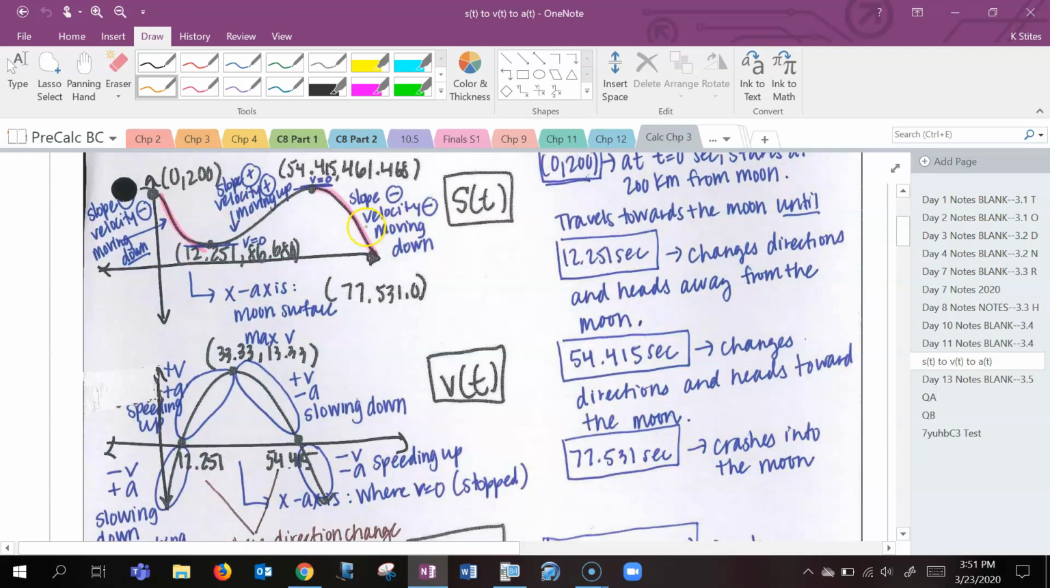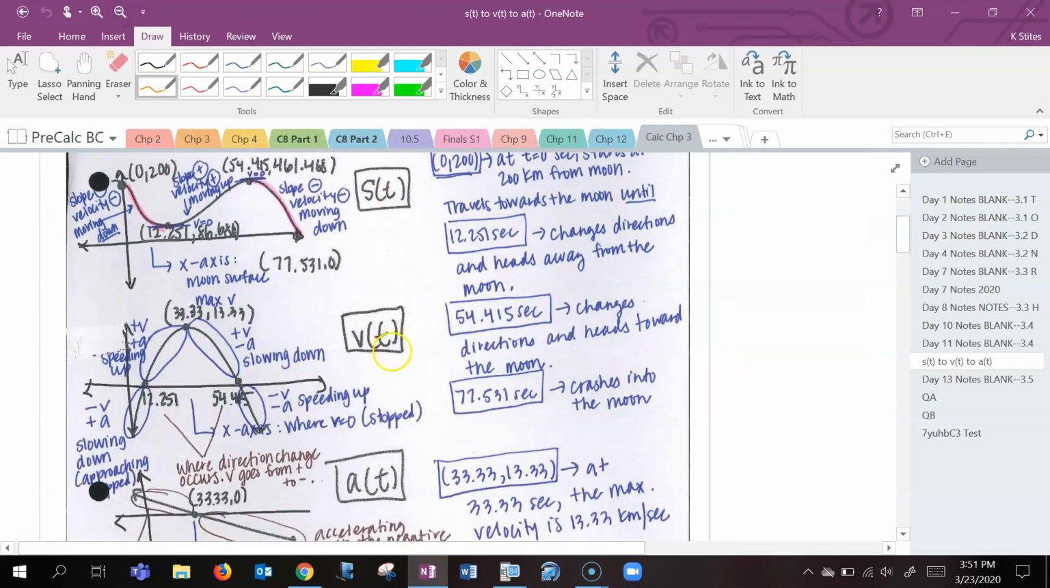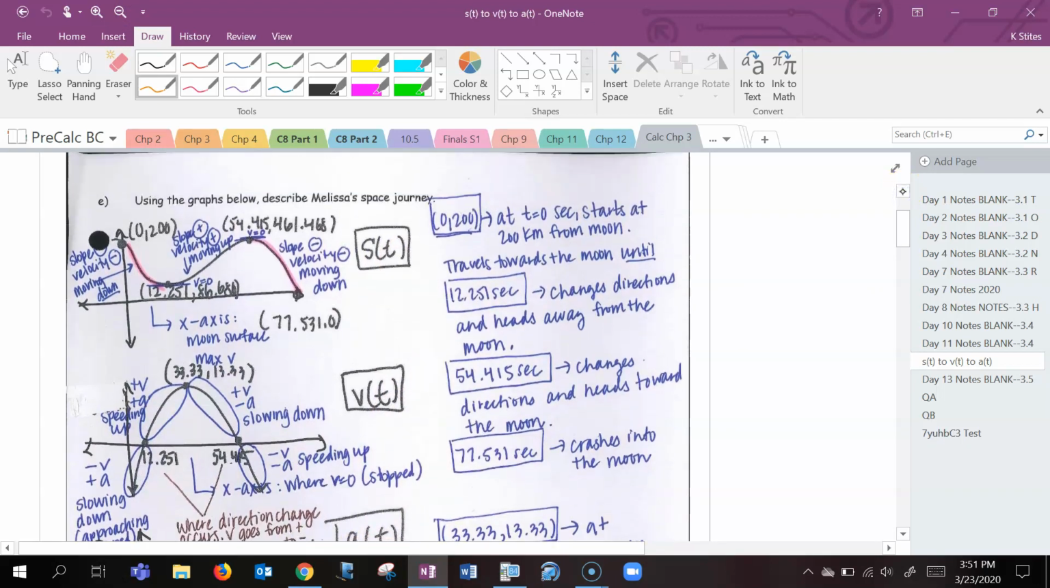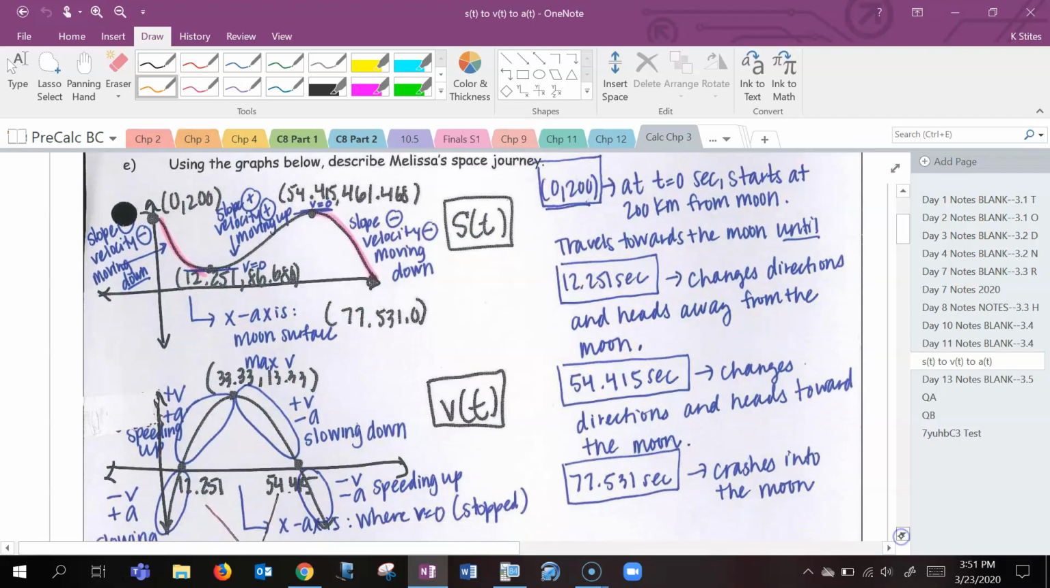Here is position, velocity, acceleration. I'm going to be honest, I really don't worry about the acceleration graph. I worry about the top two. Everything that I need from acceleration, I can get from my velocity graph. So S of t, my position. First, I'm going to look at slope.